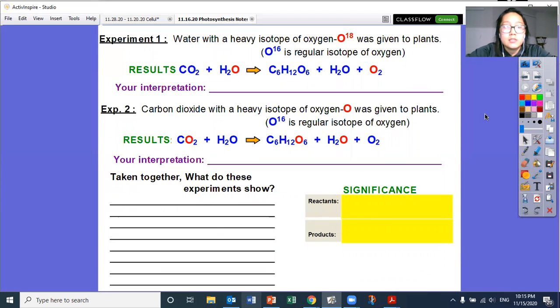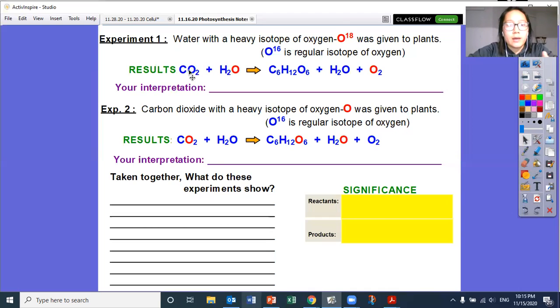So here, scientists didn't originally know when water was being used and when carbon dioxide was being used. So they were going to do these experiments to figure out what part of the photosynthesis process these reactants are actually being used. So they tracked it by using water with a heavy isotope of oxygen, which instead of oxygen 16 is actually oxygen 18. So this oxygen is heavier, and it was given to plants.